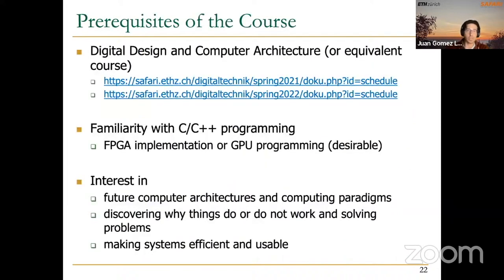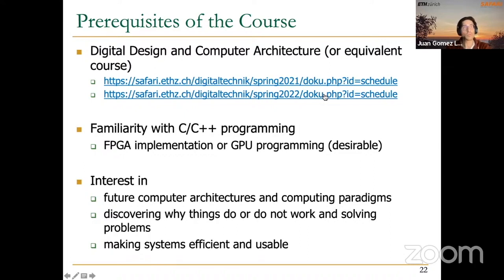You already know this, but I have to tell you again the prerequisites of this course. We assume that you have a good understanding of digital design and computer architecture. Here I place a couple of links to last year's course of Professor Mutlu on digital design and computer architecture, spring 2021, and also the website for this semester, where Professor Mutlu is delivering the lectures now, and we upload videos and slides.